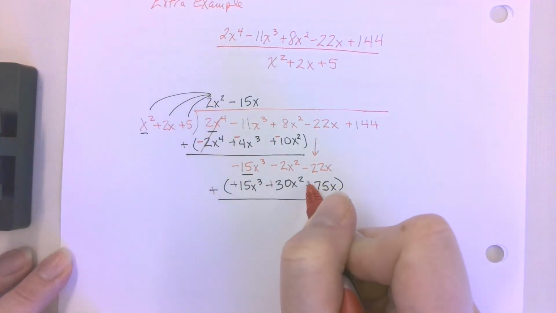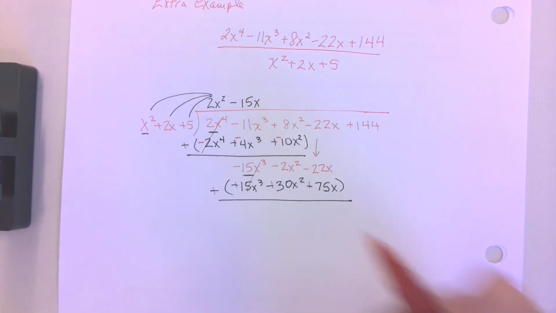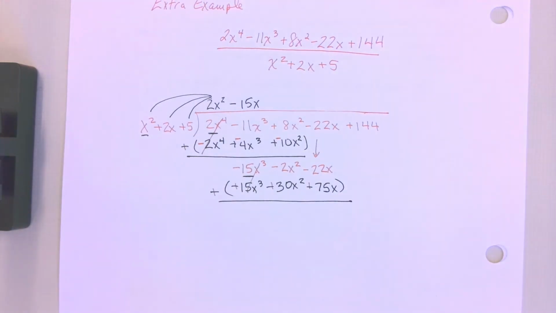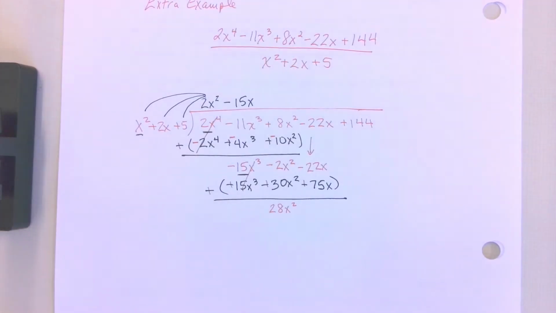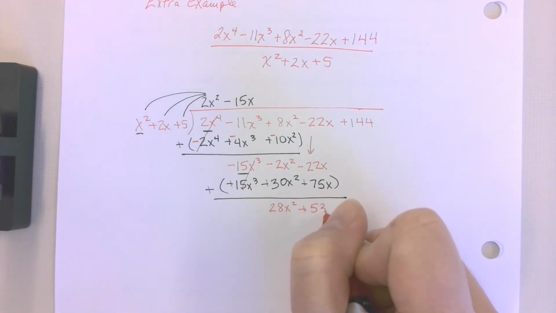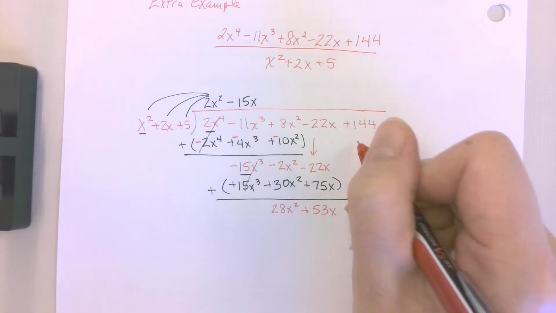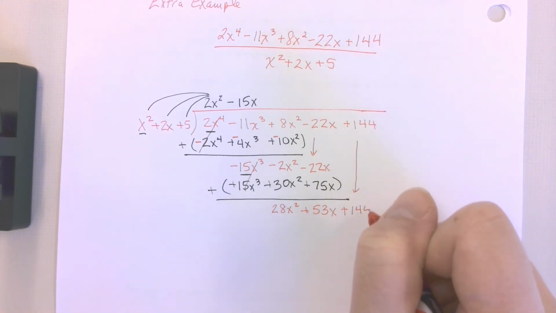So I am going through the same method. All right, the first term should always cancel out. And at this point, I am getting down to the end. I have a 28x squared. And make sure I'm looking at this right. I get a positive 53x. Drop down my next term of 144.